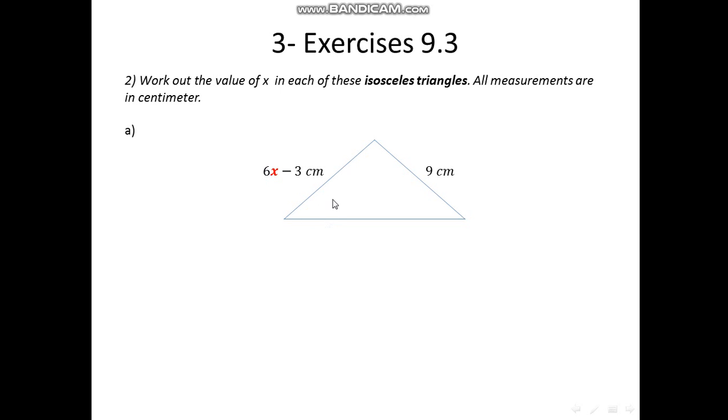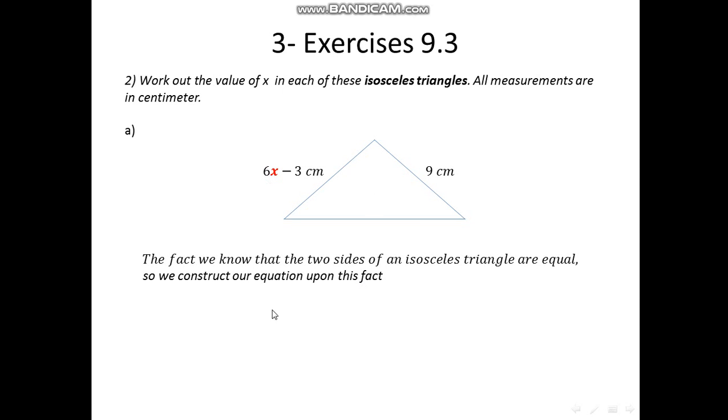You say, sir, two sides of an isosceles triangle are equal. Only two sides. Okay, that's good. So you equate this part here with this part here. The fact we know is that the two sides of an isosceles triangle are equal, so we construct an equation depending on this fact. So you say 6x minus 3 is equal to 9. We constructed this equation depending on this mathematical fact or reality.